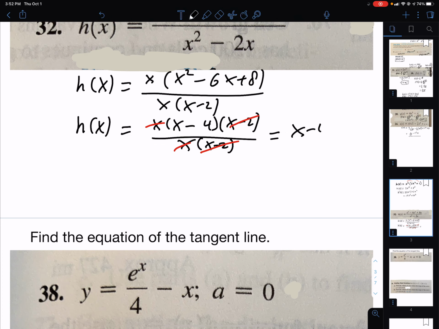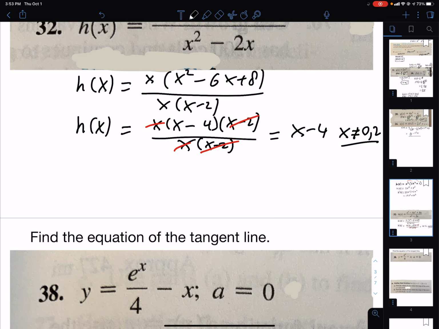H of x is just x minus 4, but I want to point something out. When x is 0 and when x is 2, the denominator is 0. And when the denominator is 0, you produce either a vertical asymptote or a hole. But since they canceled, we actually have holes or removable discontinuities at 0 and 2. Therefore, this function does not exist at 0 and 2. I want to point that out.